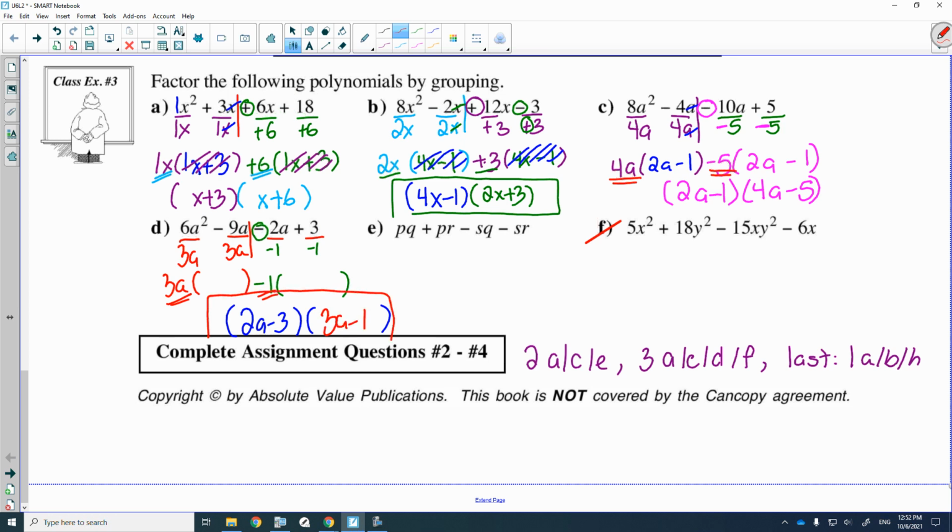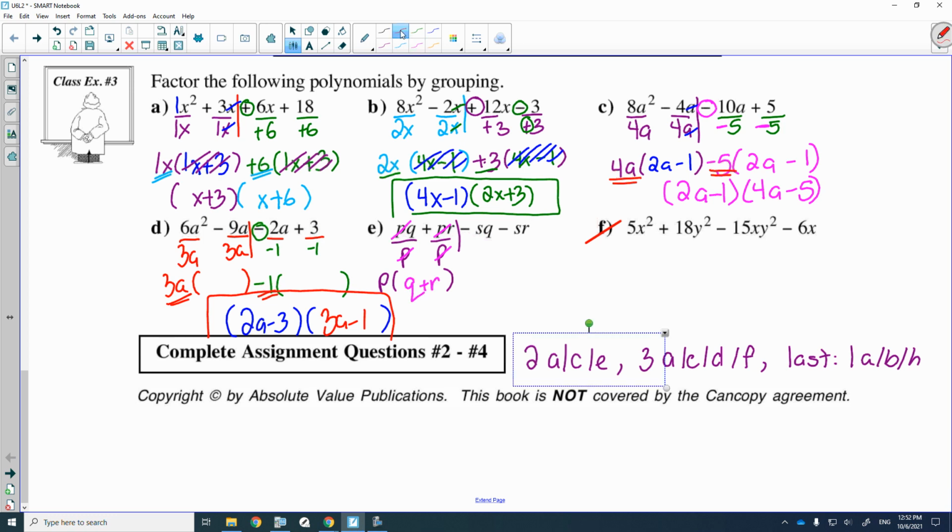I really like E, even though sometimes students don't like it because it's just letters, but you do the same thing. Divide it in half. Say to yourself, PQPR, what's common? P. Cancel out those P's. And what are you left with? Q plus R. Over here, same thing. SQSR.